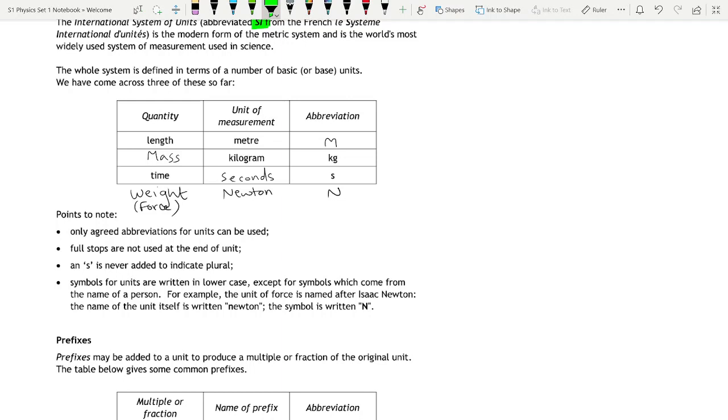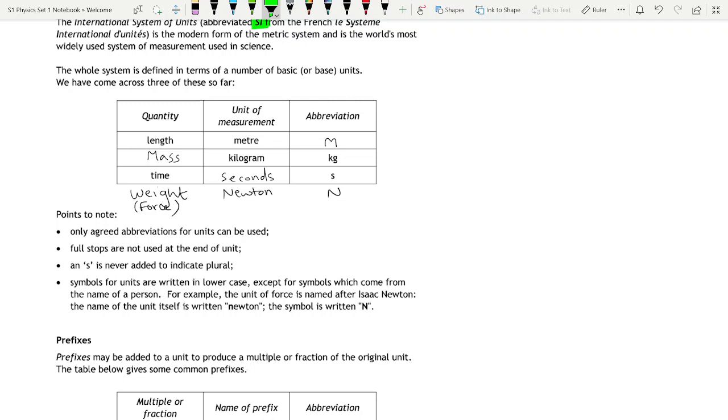And there's a couple of points to note there. So you should only use the agreed abbreviations. So as I said, like s for seconds, not secs. Full stops are never used at the end of a unit. So even if you're writing a sentence, no full stop at the end. And s is never used to indicate plural. So if you were going to write newtons, you just write one capital N. You don't need Ns, just one capital N.